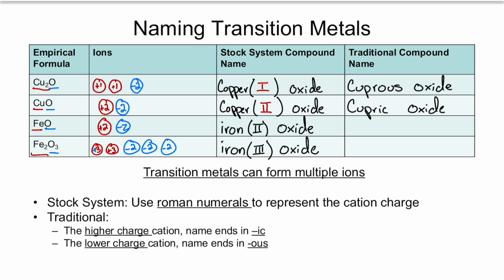Now, the iron 2 ion is the lower charge, and the iron 3 ion is the higher charge. So FeO would also, in the traditional naming system, be ferrous oxide, while Fe2O3 in the traditional naming system would be ferric oxide. And again, the traditional names can be found on your common ion chart.